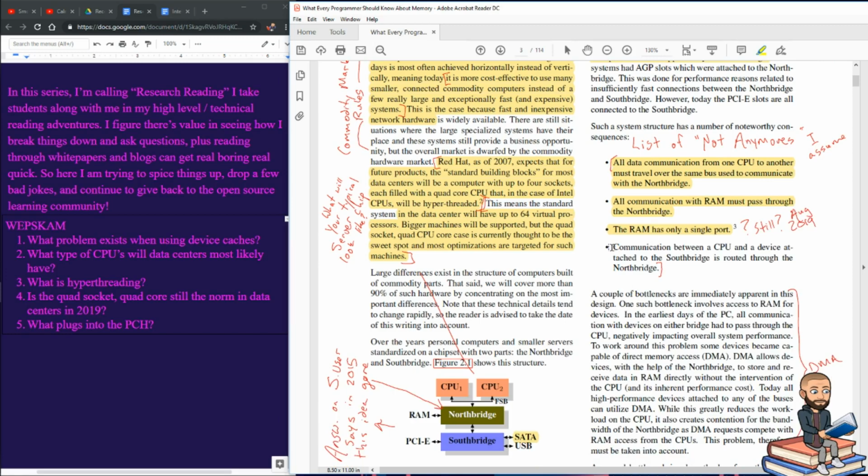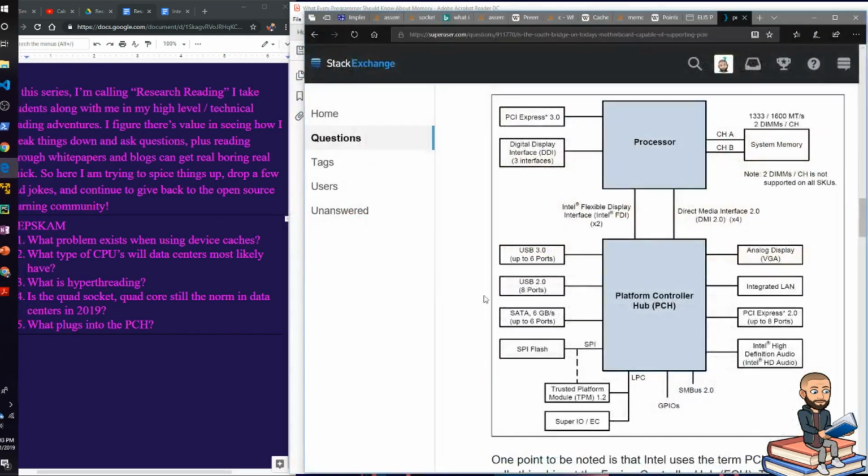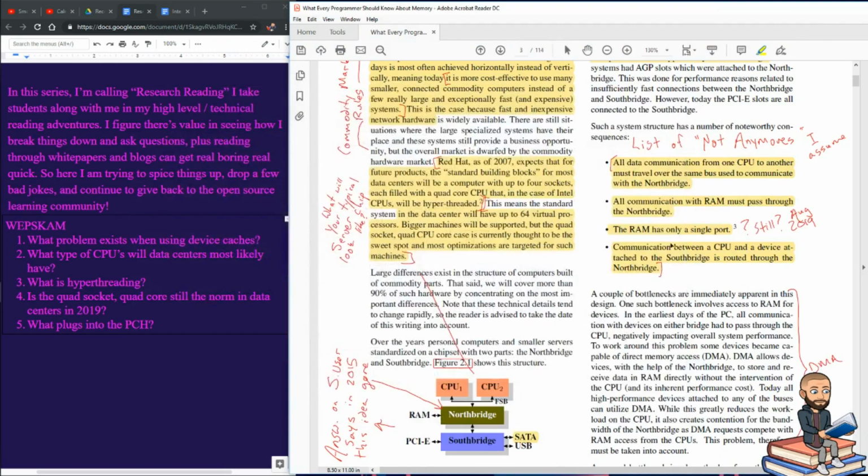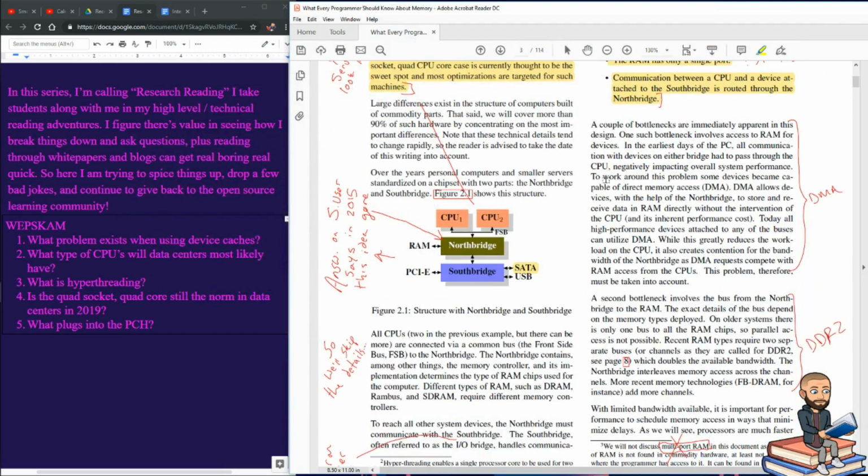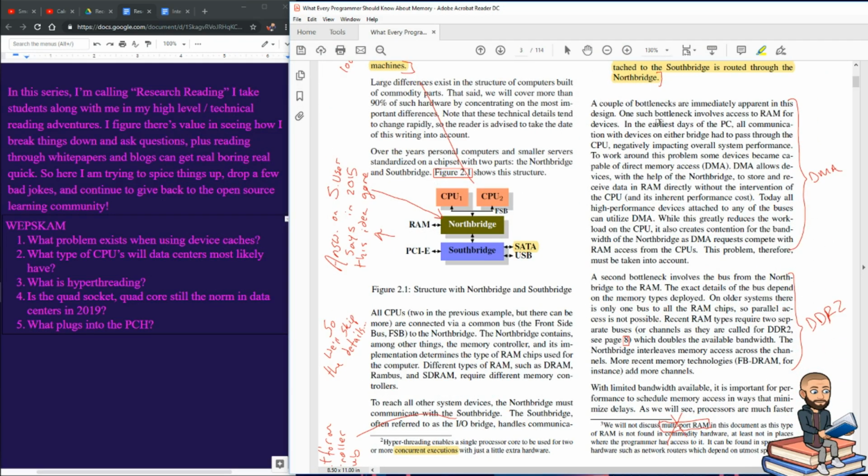And our last one here is communication between a CPU and a device attached to the South Bridge is routed through the North Bridge. So I guess we could just stare at that picture all day and really try to wrap our minds around what's going on with the processor communicating with the PCH. I see system memory right over here connected directly to the processor, so we'll get to that stuff later. But for now, this next paragraph, if I was to summarize, is just all about that direct memory access.